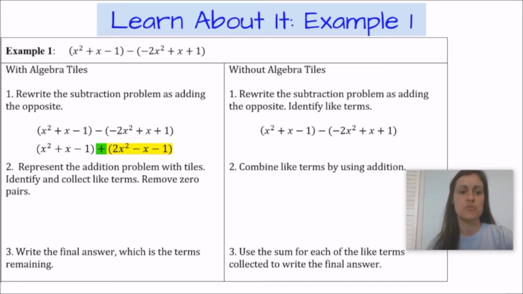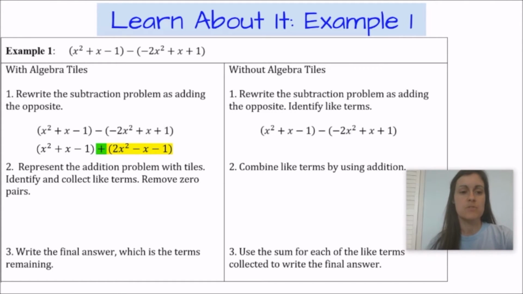I changed the subtraction symbol to an addition symbol, and all of the terms in the subtrahend were changed to their opposite. So, negative 2x squared was changed to its opposite, which is positive 2x squared. Positive x was changed to its opposite, negative x. And positive 1 was changed to its opposite, negative 1.